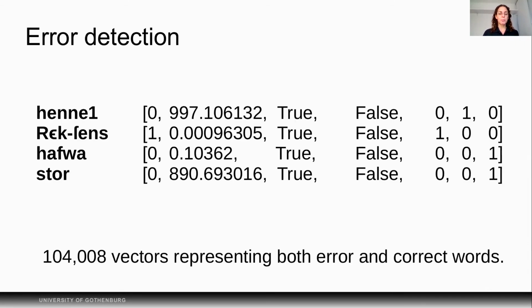The next step is to present all words in the data according to this set of predefined features. What we see here is an example from our training data of 4 words, 2 error words and 2 correct ones. The label to the right indicates whether the word is an error or not, a 0 and 1.